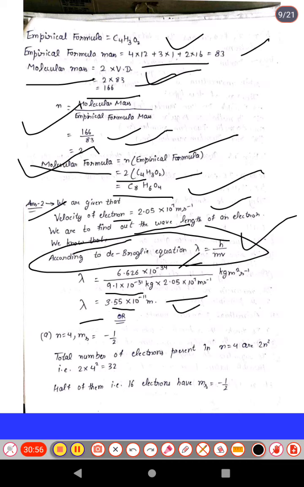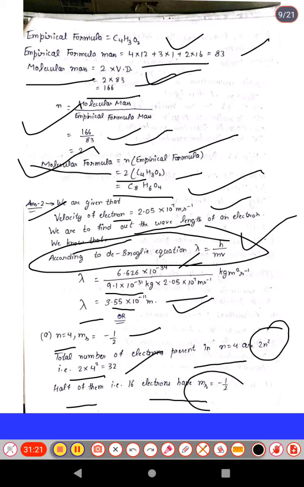So the second optional question: n value, that is the principal quantum number, is given, and spin value is given negative. So the total number of electrons present in n equal to 4 is 2n square. By using the formula we can get the total number of electrons, that is 32 electrons. And next, half of them, 16 electrons. Half of the electrons have negative spin, half of the electrons have positive spin. So ms is -1/2.